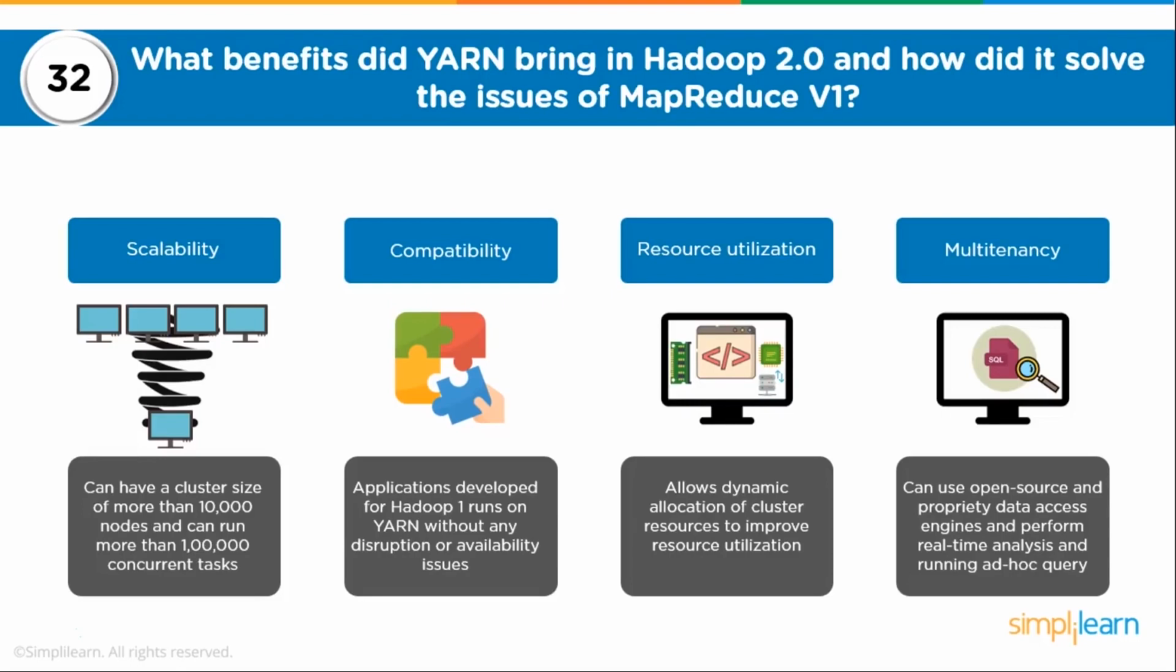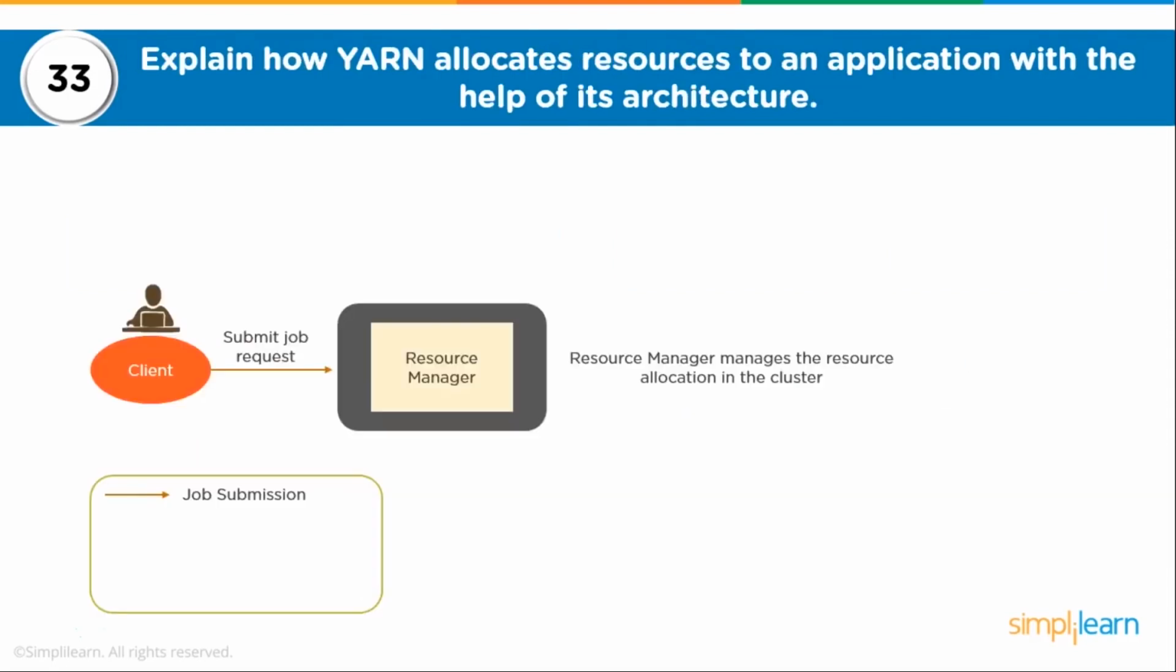Multi-tenancy, which basically means you could have multiple users or multiple teams. You could have open source and proprietary data access engines, and all of these could be hosted using the same cluster. Now, how does Yarn allocate resources to an application with the help of its architecture?